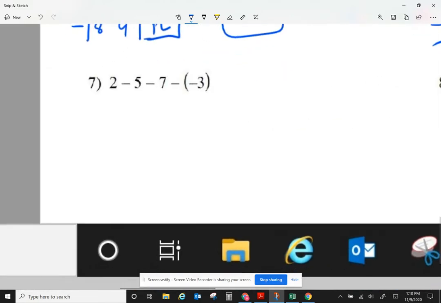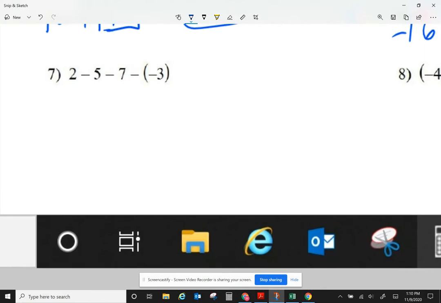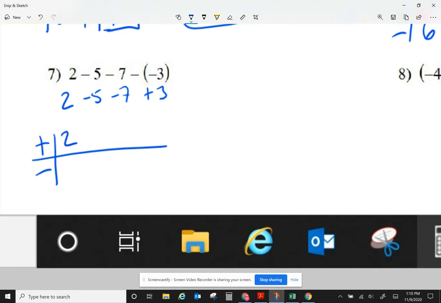Okay, let's take a look at another game. Now, question number 7. And I call it a game because I'm going to first of all write them as positives or negatives without parentheses. So I have 2 minus 5 minus 7 plus 3. Remember, two negative signs make a positive sign. Let me separate them as positives and negatives. My first number is positive, so 2. Then negative 5, let me put it with the negatives. Negative 7, and then positive 3.